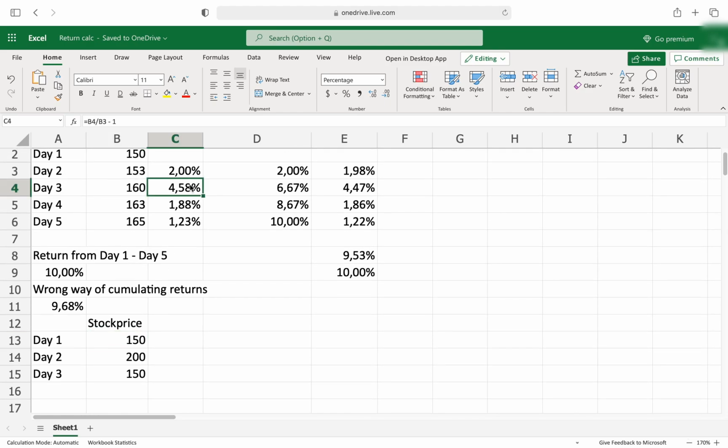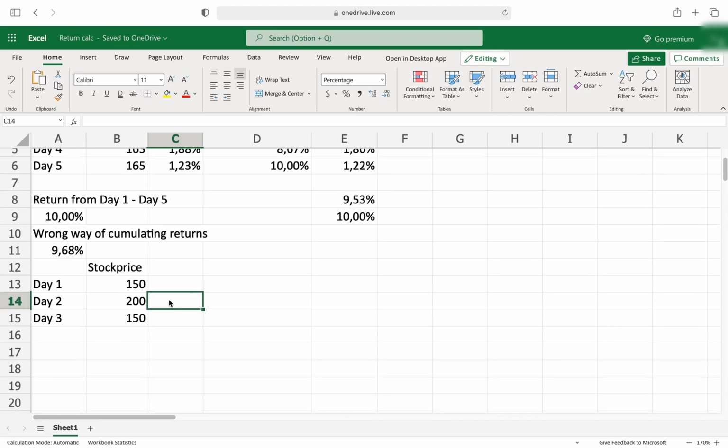So we can just copy paste here the return formula and pull that down. And you see that these returns aren't symmetric. It is rising by 33% and then dropping by 25%, even though the stock was rising and falling by the same amount, $50, right? Now let's take a look at the log returns.